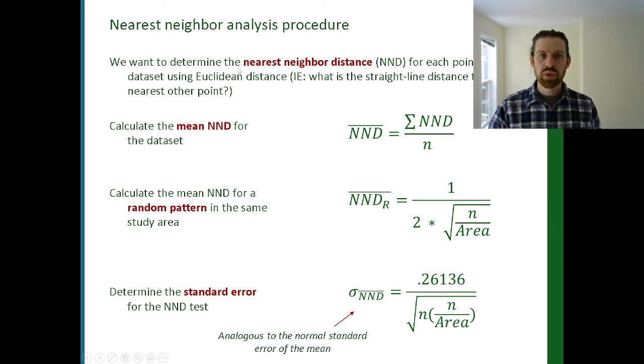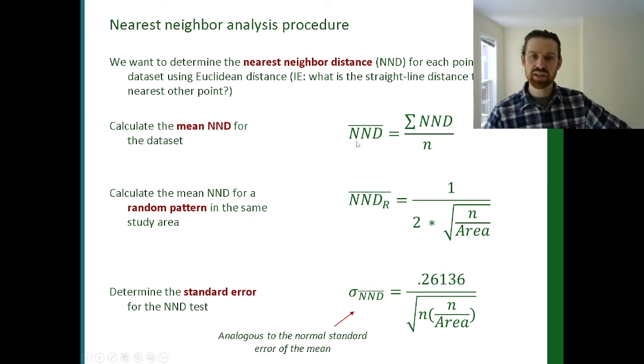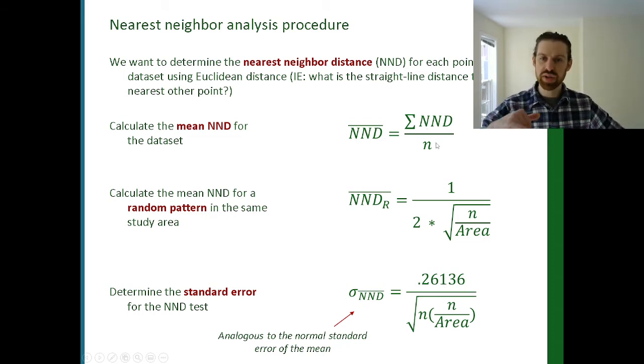We want to determine the nearest neighbour distance for each of the points within our data set using Euclidean distance, the straight line distance between each of those points, and we've worked out how to take these types of measurements previously. We need to get the observed mean, this NND bar metric, so we need to take the sum of all of the distances from all of the points and divide it by the number of points in the sample. It's going to give us this mean distance, an absolute measure in the original units that we measured the points within.